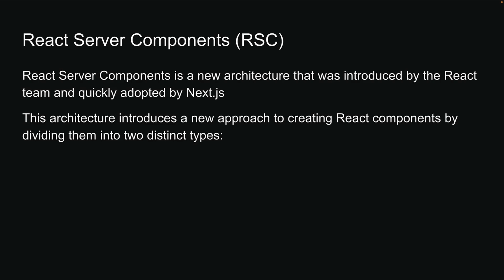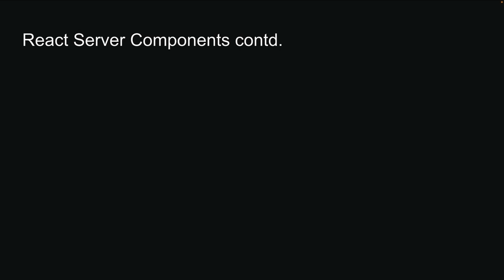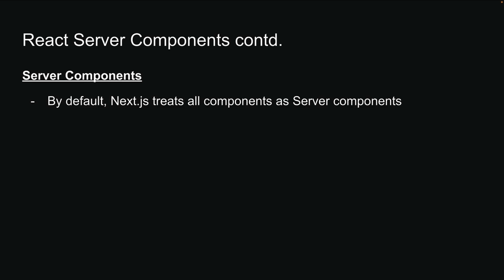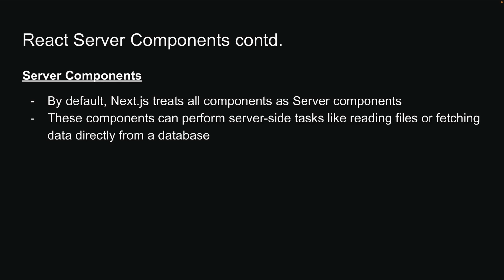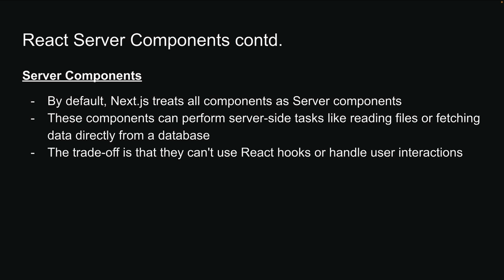This architecture introduces a new approach to creating React components by dividing them into two distinct types: server components and client components. We will explore these component types in more detail as we move forward, but for now, let's focus on a few key points. By default, Next.js treats all components as server components. These components can perform server-side tasks like reading files or fetching data directly from a database. The trade-off is that they can't use React hooks or handle user interactions.